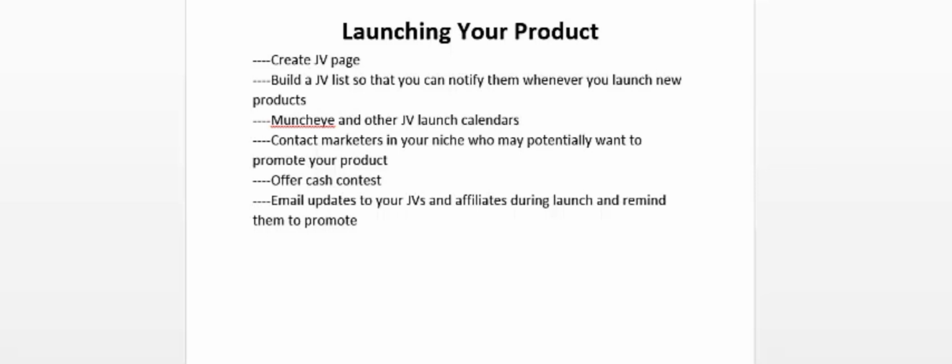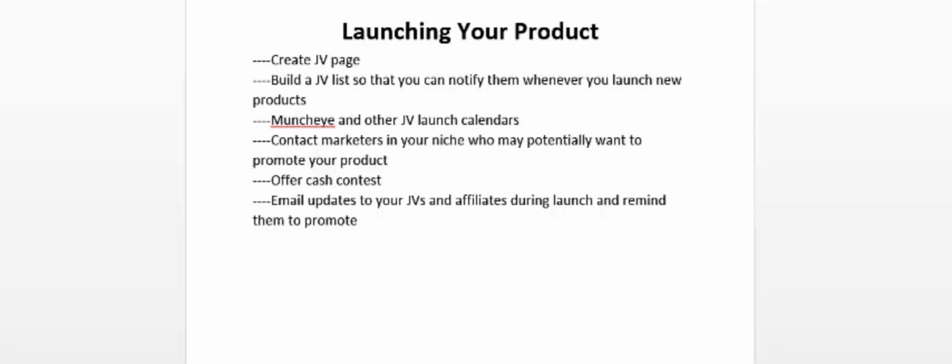When you have a product launch coming, list your product on one of these many JV launch calendars, such as Muncheye. I just use Muncheye, but if you want, you could use other JV launch calendars. What I'm talking about is websites where they list upcoming product launches, okay? Because you want to get exposure and you want affiliates to take notice of your upcoming product launch.